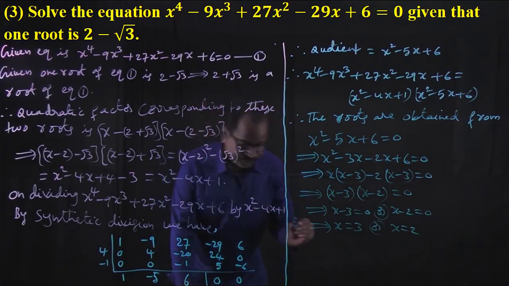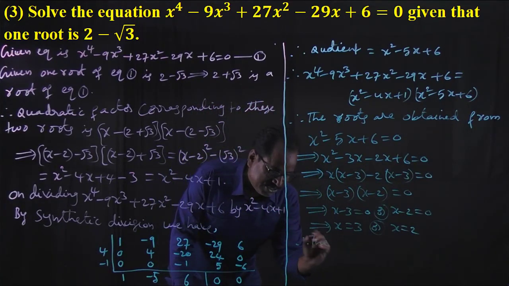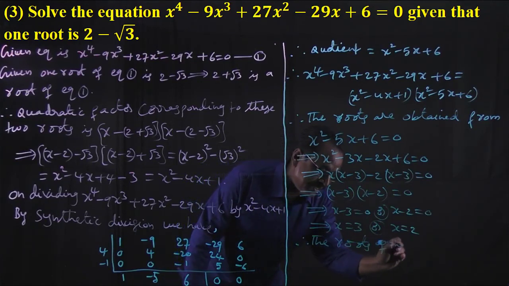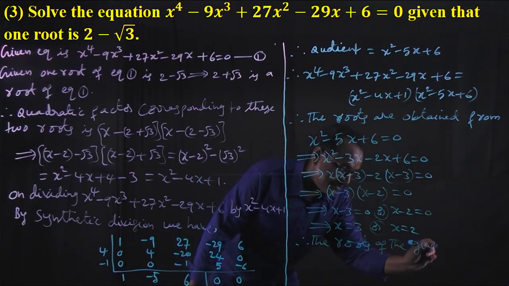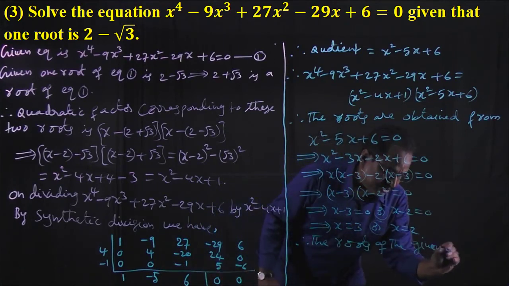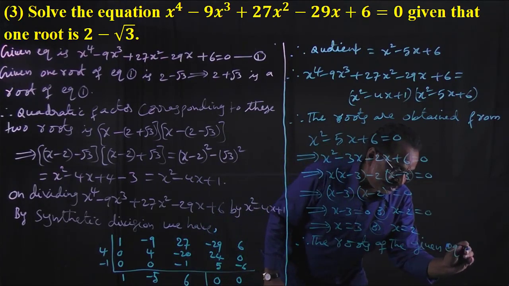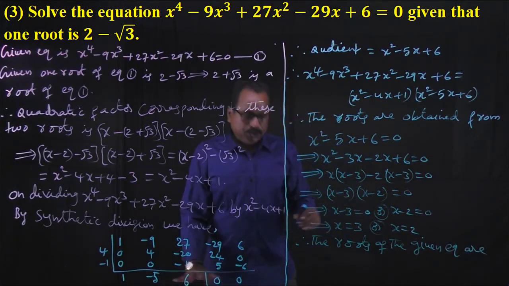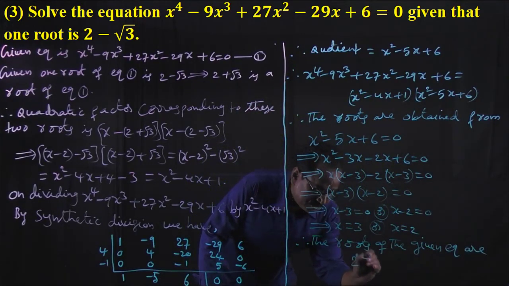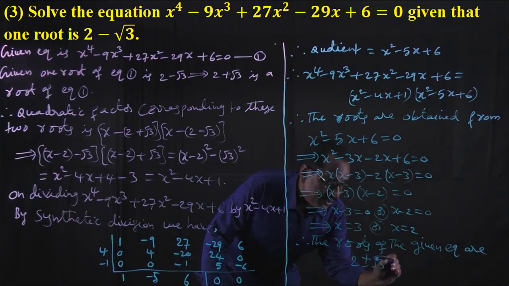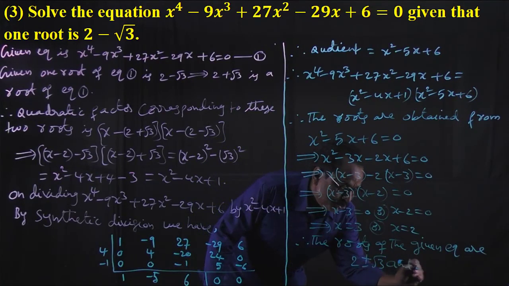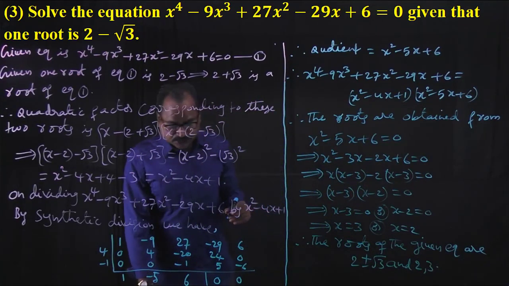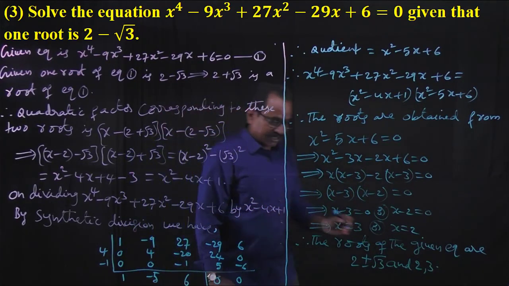Therefore, the roots of the given equation are 2 plus or minus root 3 and 2, 3.